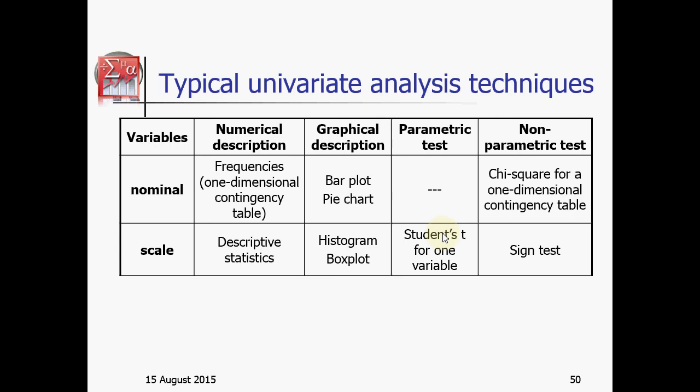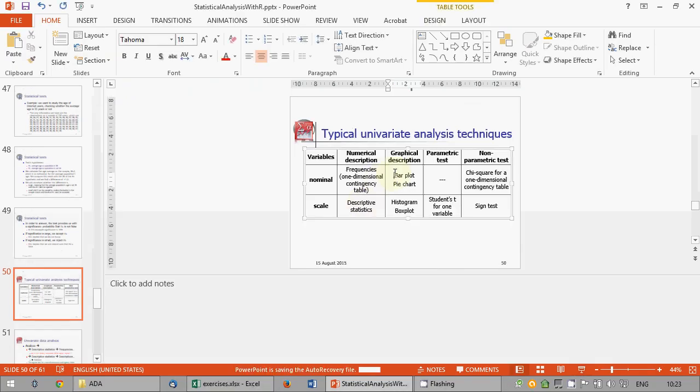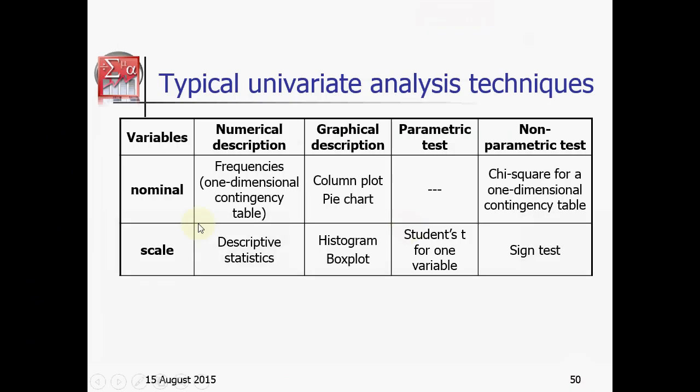Okay, and now we will start talking about statistical tests using R. We will start with statistical tests for one variable, so univariate. I built here a small table which tells you what to use depending on the variable. We have already seen numerical description and graphical description. When the variable is nominal: frequencies and bar plot, we have called it column plot, I think, even though in R probably the name is bar plot. For scale: descriptive statistics, histogram, and box plot. So this is the descriptive part.